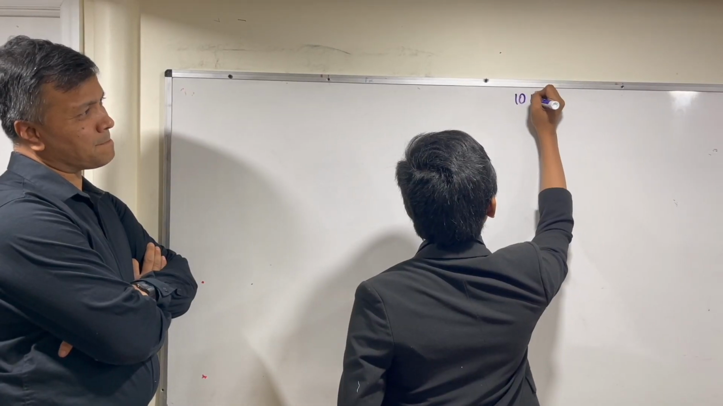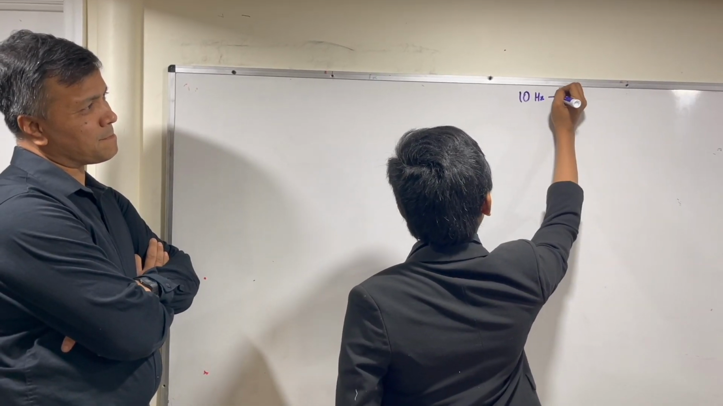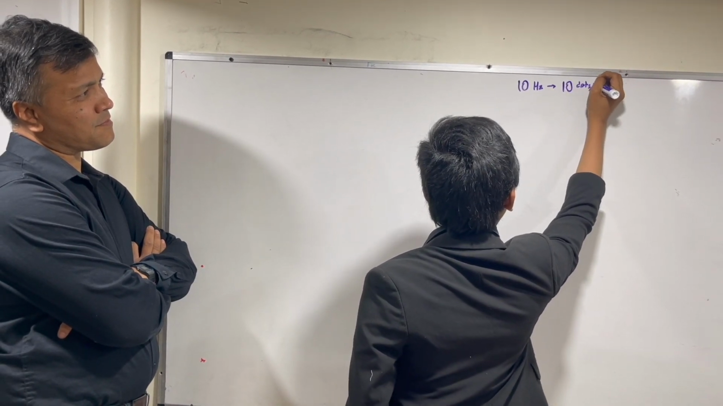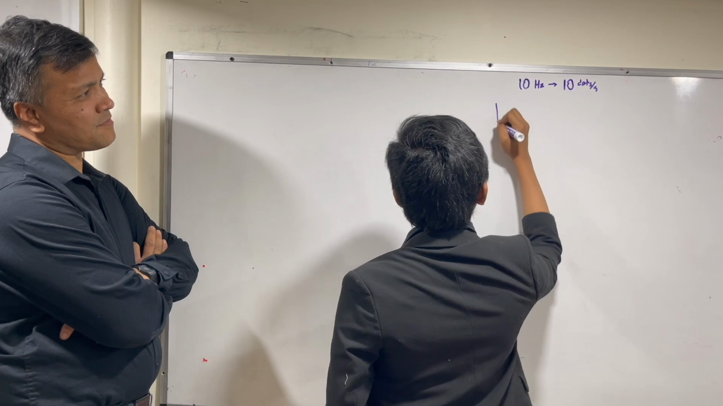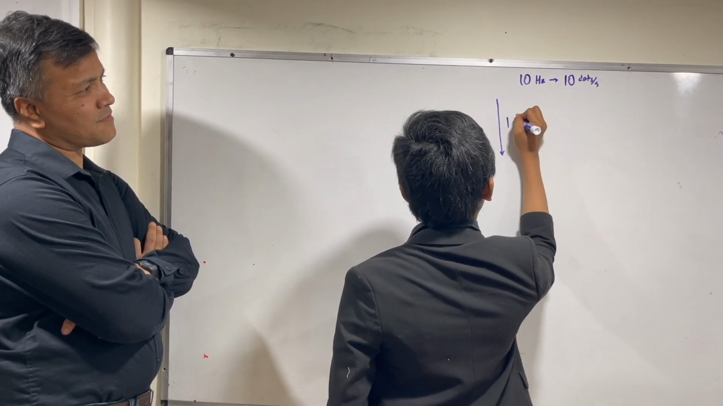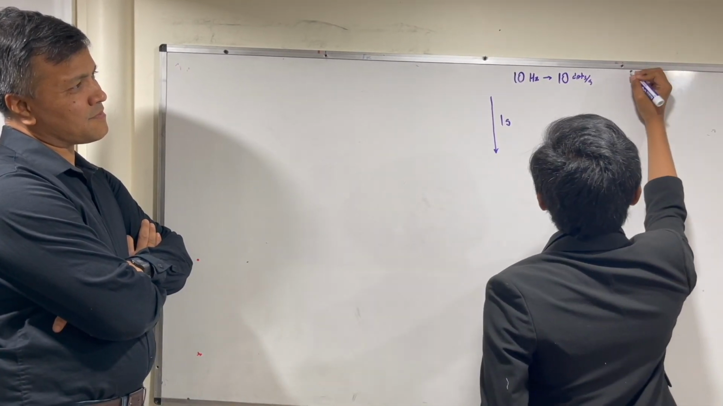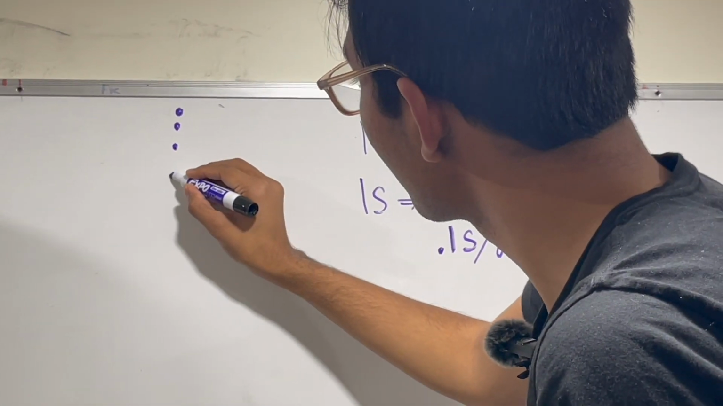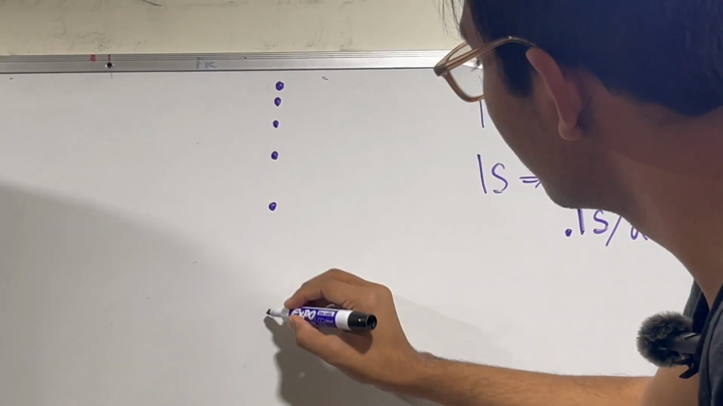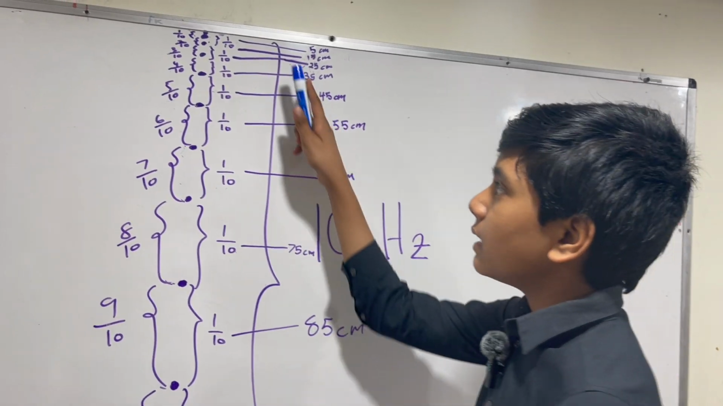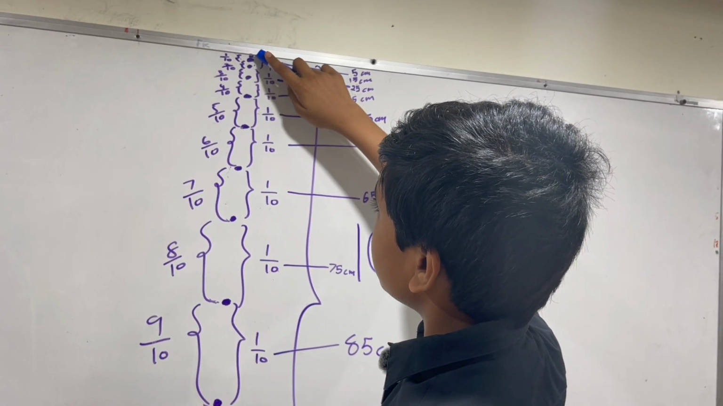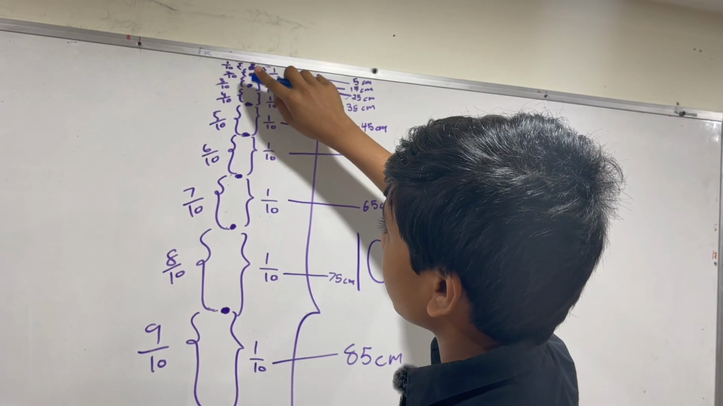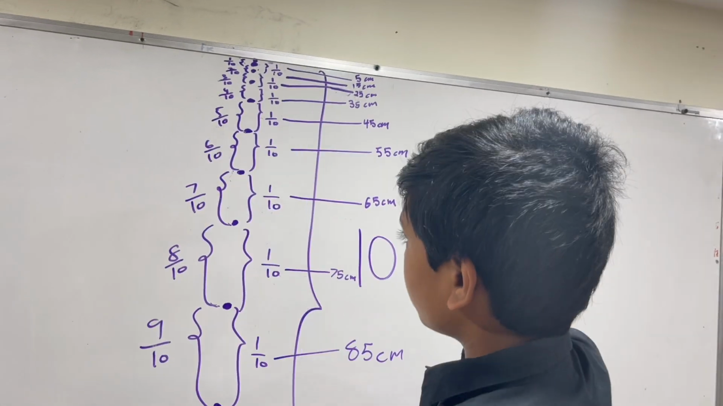If we have a spark timer with 10 hertz, what that really means is that it's giving out 10 dots per second. And if the object is falling for exactly 1 second, then that means that we have to draw 10 dots. That's 1, 2, 3, 4, 5. You can see between the dots, all of the times are the same. Between these 0.1 seconds, 0.1 seconds, 0.1 seconds, and so on and so forth.